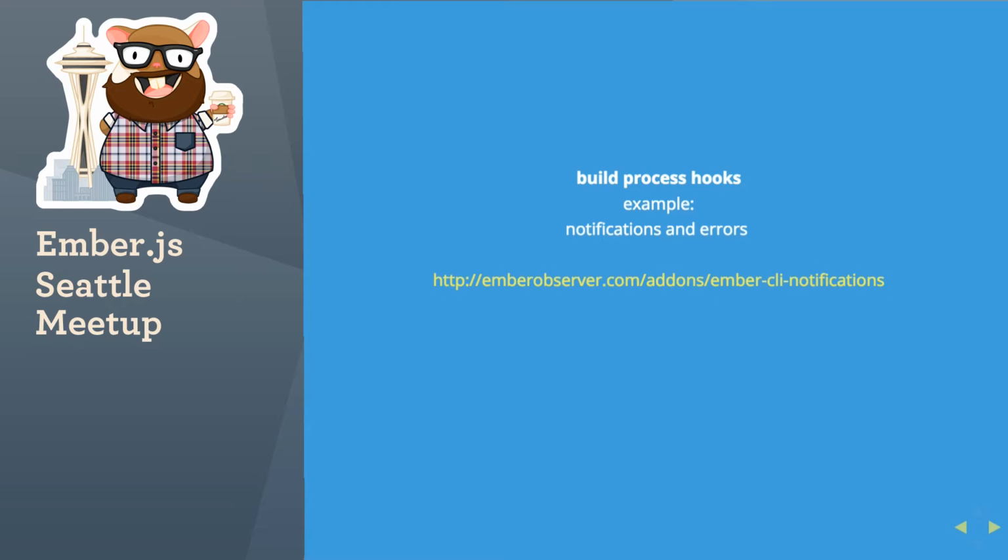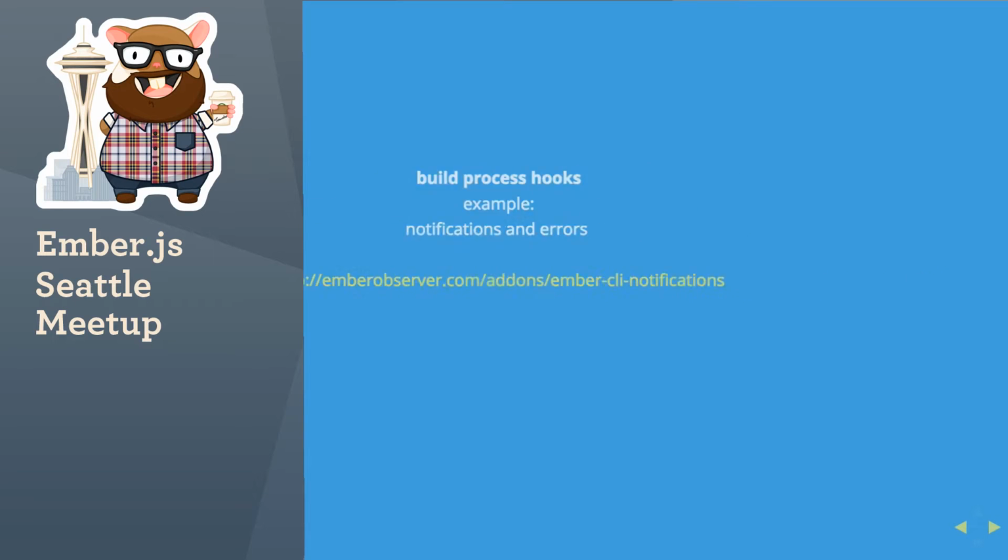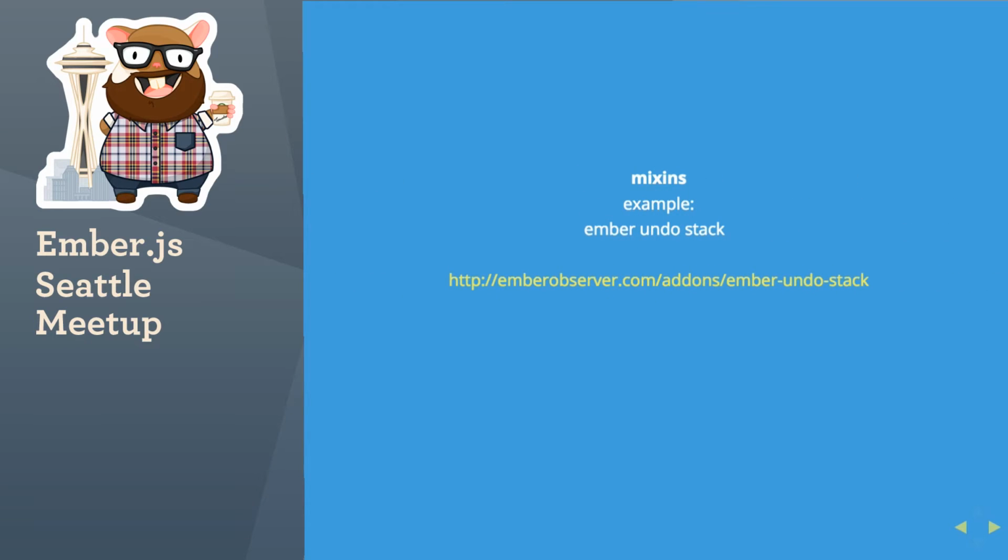Build process hooks. So as you're running your project and doing development, you want to see something happen. You want some notification or error. So there's something called Ember-Cli notifications that will, every time an error comes up, give you like a little growl notice or some pop-up that tells you, hey, this happened. So you don't have to watch your terminal necessarily. Why are you linking to Ember Observer instead of GitHub? I will get to that.